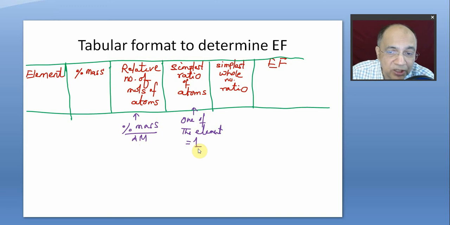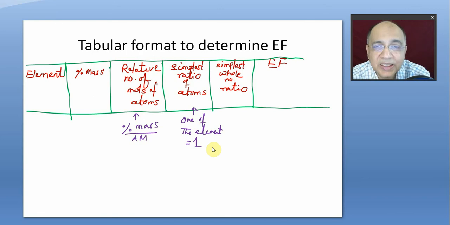One of them has to be 1. Which one will be 1? The one having the minimum number of moles. That will be the factor by which all the others will be divided, so that it becomes 1 and others will be simple. Once you know this simplest ratio, you can convert, looking at the different possibilities. If it is closer to a particular whole number, then you can ignore the experimental error.